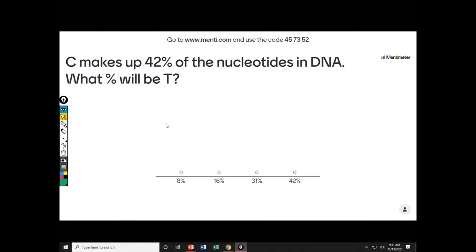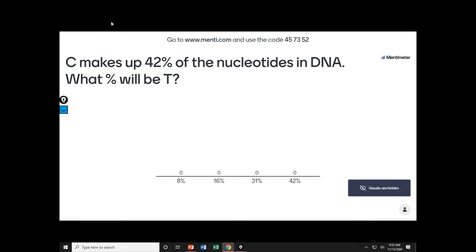Okay, so given the information that we have, let's try using Chargaff's rules. I'm telling you C, or cytosine, is 42% of the nucleotides in my DNA.